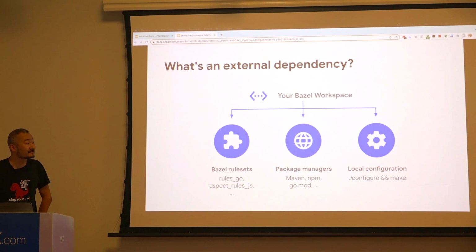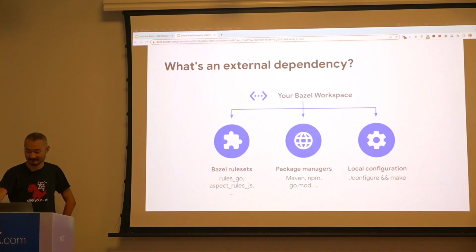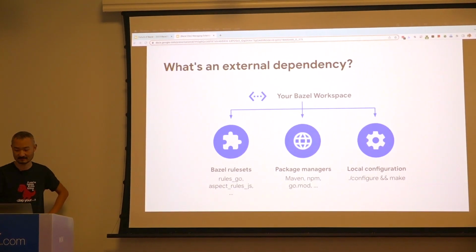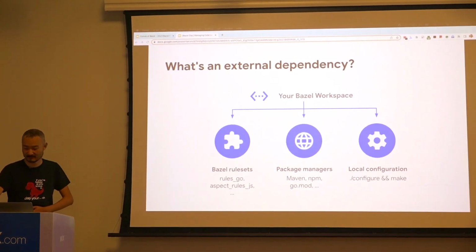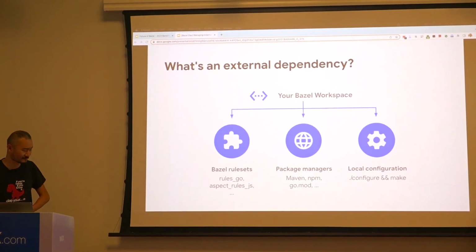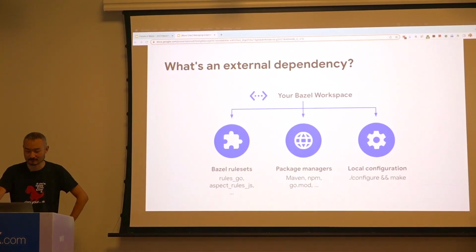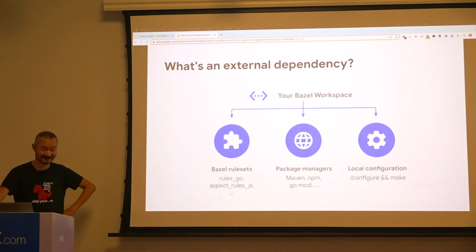With Bazel, these can come in multiple forms. They can be rule sets. Bazel only ships with support for some languages, like C++ and Java. But you can pull in rule sets authored by the Bazel team and the community to build code in other languages, such as rules_go for Go and aspect rules_js for JavaScript. These rule sets are often available on GitHub under the bazelbuild org, or in the case of aspect, aspect-build.